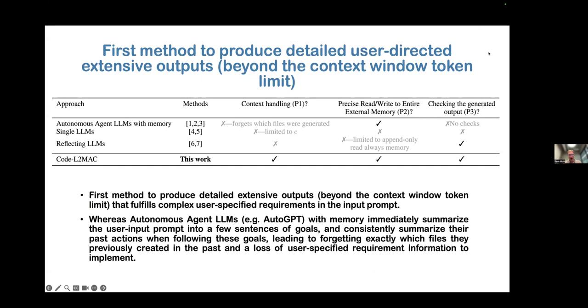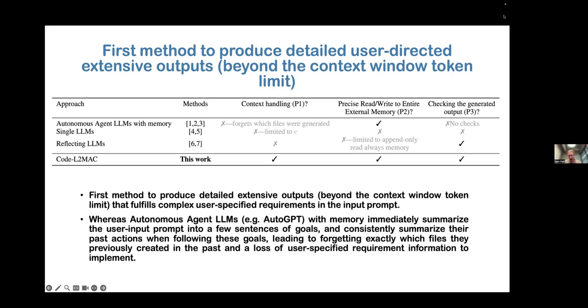Now, if we look at related work, this is the first method to produce detailed user-directed extensive outputs beyond the context window and token limit. In this case, we can handle context correctly, compared with, I suppose, AutoGPT or single LLMs or even reflecting LLMs like Reflexion. We can precisely read and write the entire memory at any point, which is quite nice. AutoGPT, in theory, can do this, but it struggles. So I'll go into some of the corner cases there. And also, we can check generated output as well.